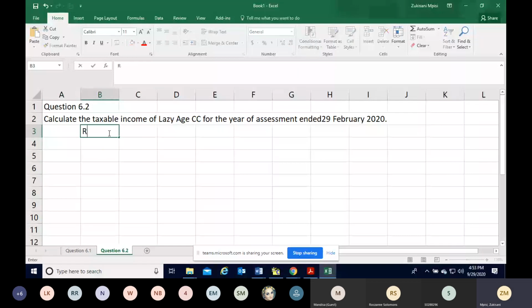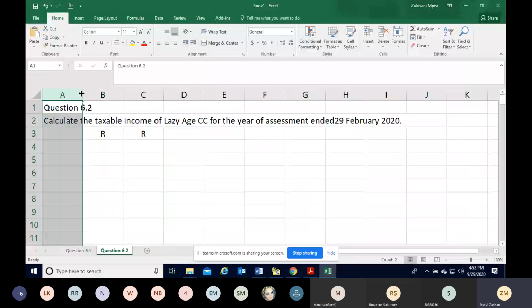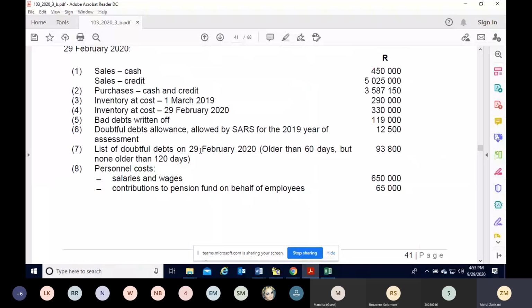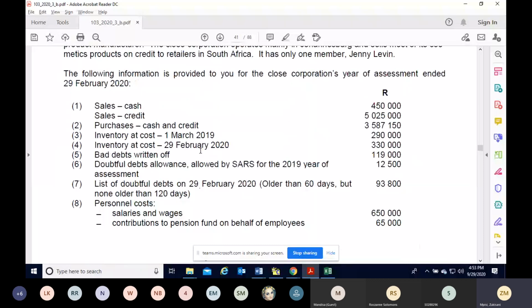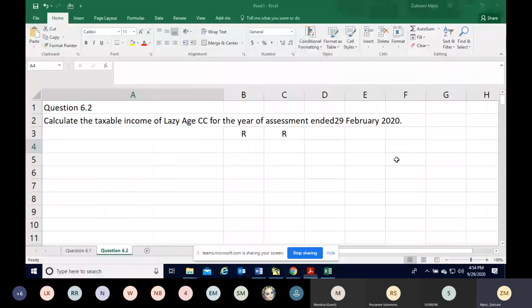So we're quickly going to have this, which represents the incomes that we need to calculate. Then we're going to afford this a bigger space. So 6.2, let's quickly read the information. They are a cosmetic product manufacturer, they are an SBC. Sales, cash and credit, you just have to add them together and they give you sales.